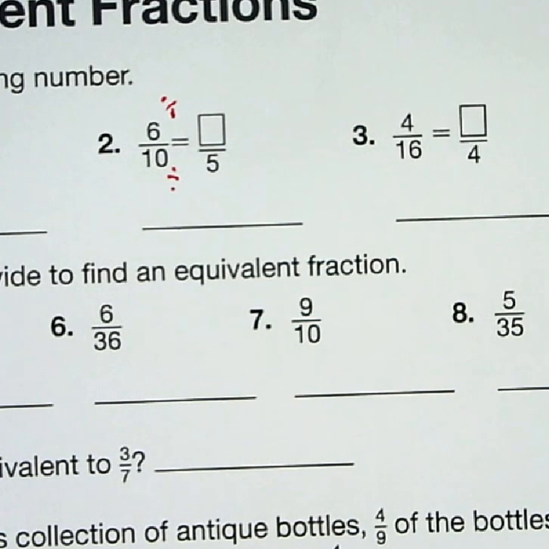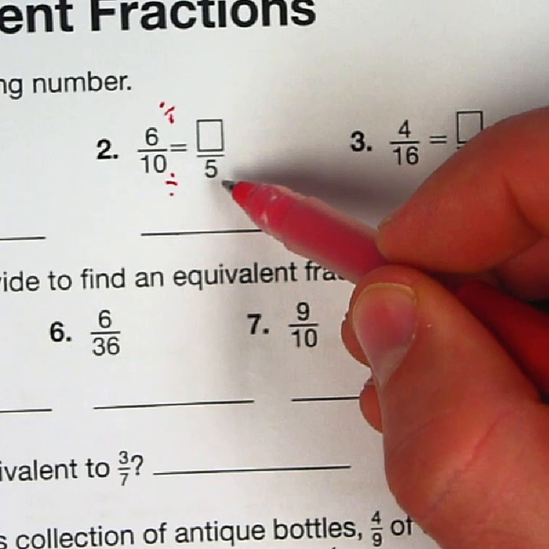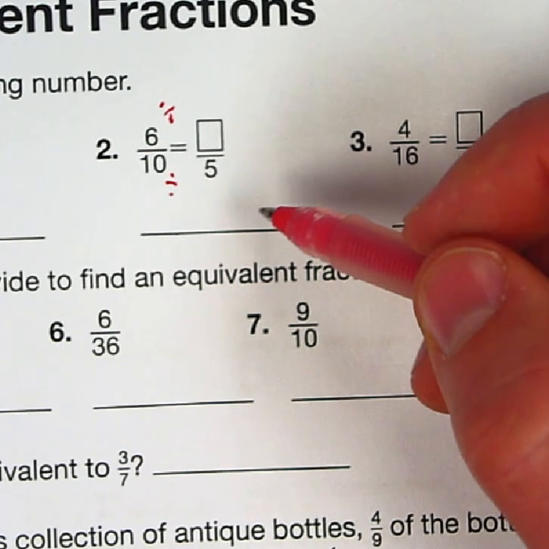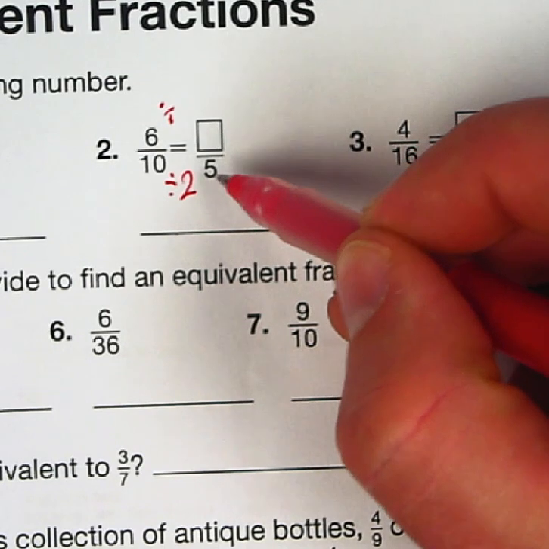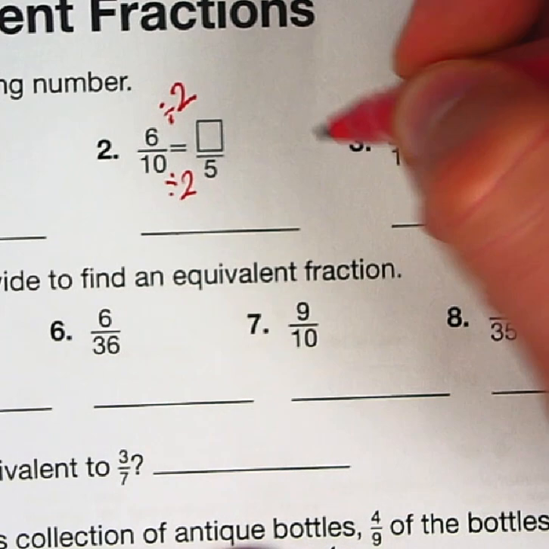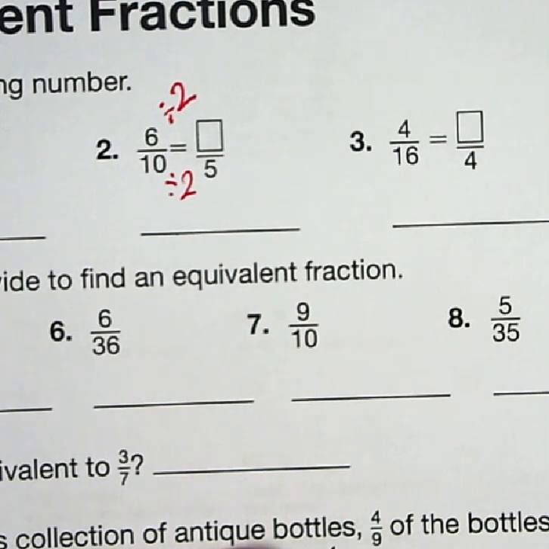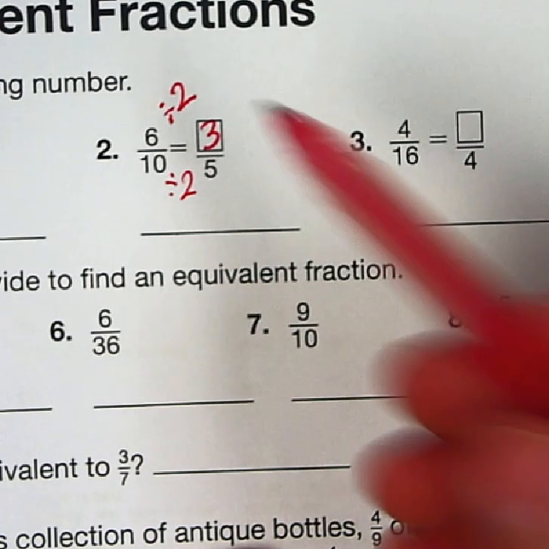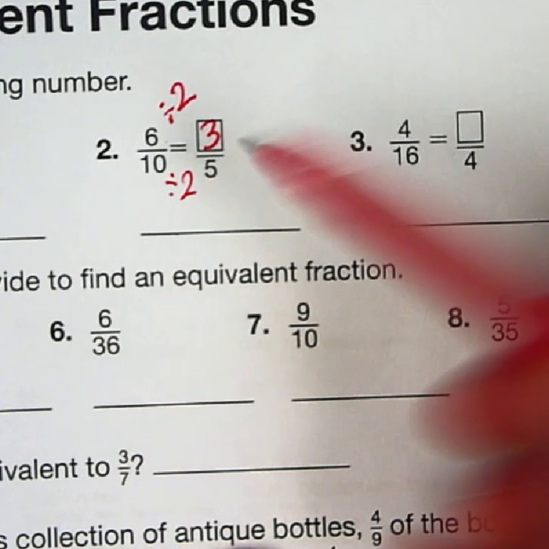The reason why we're dividing is because we're going down in numbers. Instead of going up, we're going down. So we are going to be dividing. So 10 divided by what number equals 5? Robert, what number? 2. Yes, 10 divided by 2 equals 5. So what I do to the bottom, I have to do to the top. So I'm going to divide the top by 2. So Haley, what is 6 divided by 2? 3, yes. So this is what we call an equivalent fraction. 6/10 is the same as 3/5.